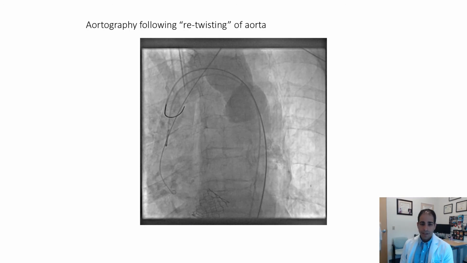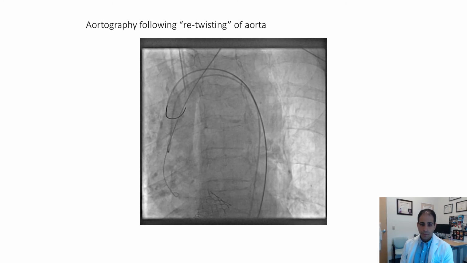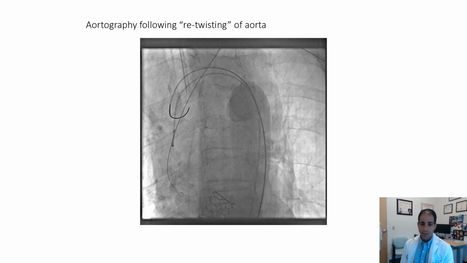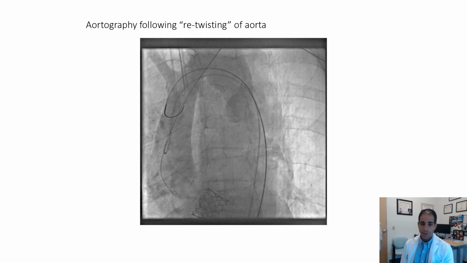Before we gave up access, we decided to shoot an aortogram. We pulled the LV wire back to allow some of the segments to retwist, and then we wanted to prove that there was no extravasation of contrast or blood.